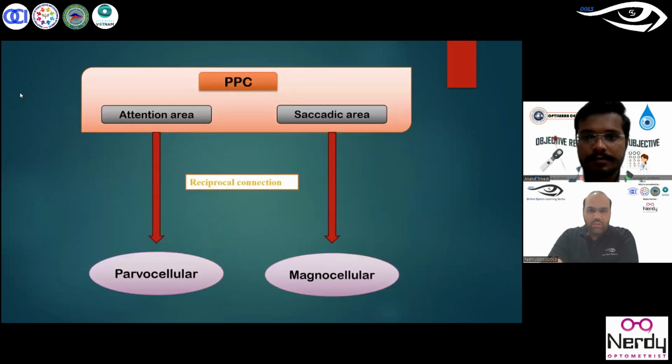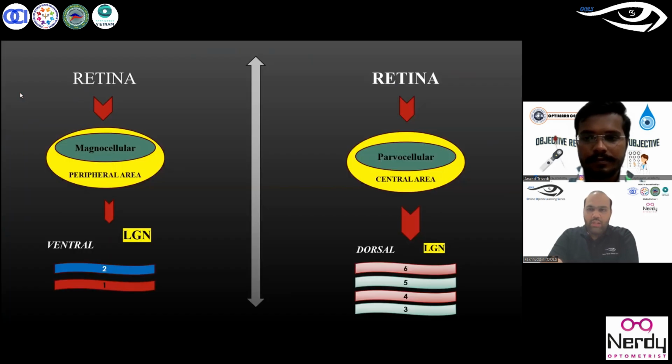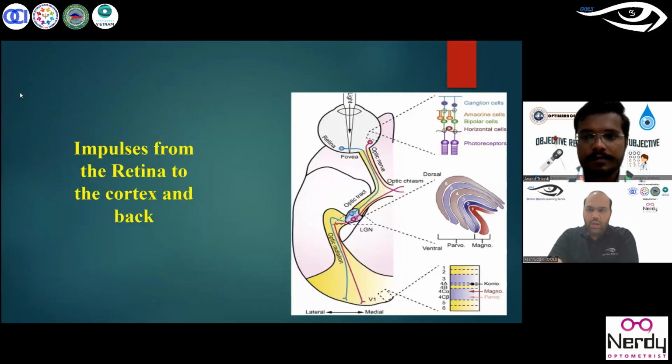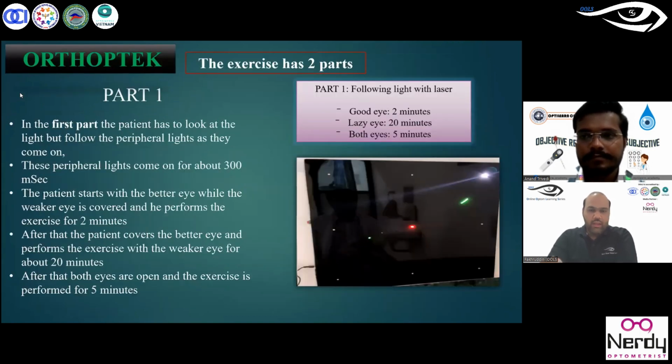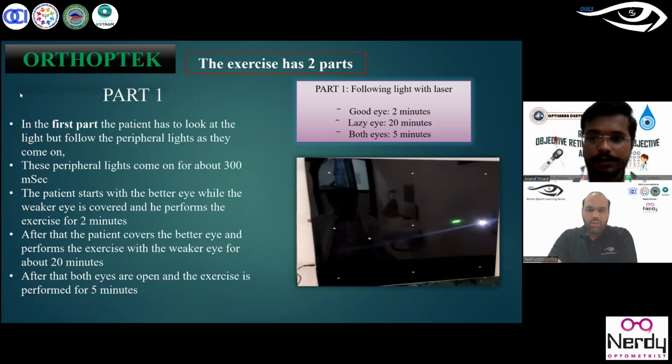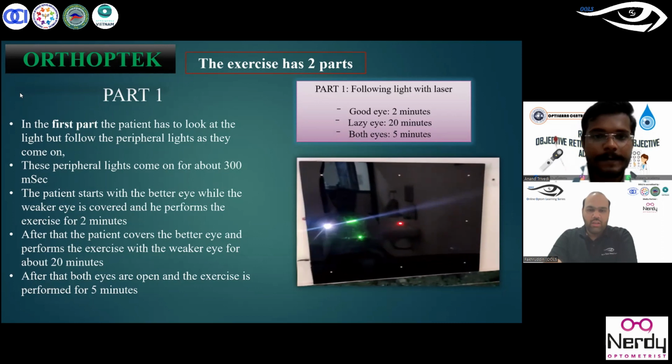If you can show, because you did mention that there are two parts. So the first part is where the patient has to look at the light, but follow the peripheral light as they come on. This peripheral light comes on for about 300 milliseconds like this. Wait, I'll show you the video.